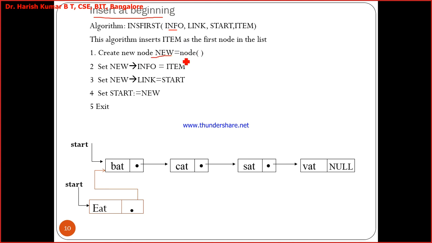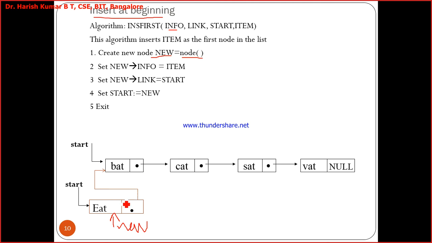Say for example, when I make a call to this node, a new node is created, and once the new node is created, the address of that node is returned to new. What does this mean? This is the new node that is created, and the address of that new node is returned to new. That means new is pointing to this. Hope you people understood what the node function is doing.